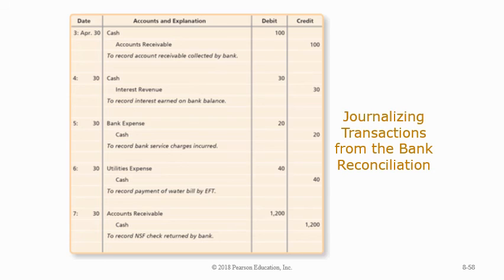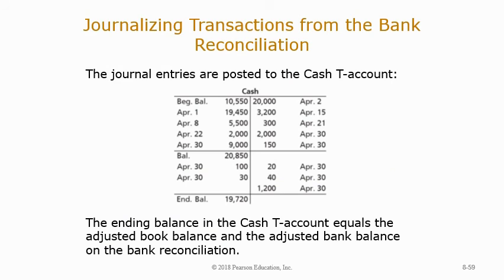And then the third one here is we had to pay a service charge. So we had to debit our bank expense or service charge expense and credit our cash for $20. Then we had to pay our utility bill that was taken directly out by EFT for $40. And then we also had to say, like, hey, you sent me a check, but it was bad, so now I have to re-increase my accounts receivable and reduce my cash for that bad check that was written for $1,200. When we journalize these, we can also look at different T accounts, and this kind of helps us to determine what our actual balance should be here. So this is just an example of that T account.